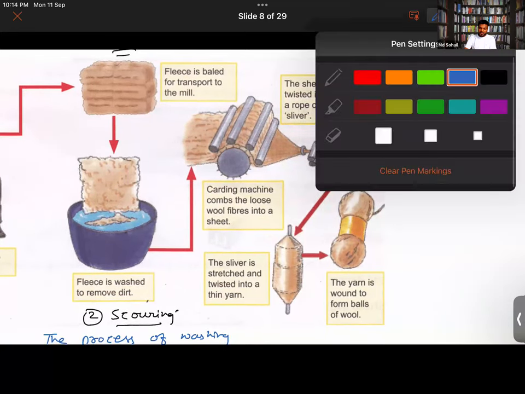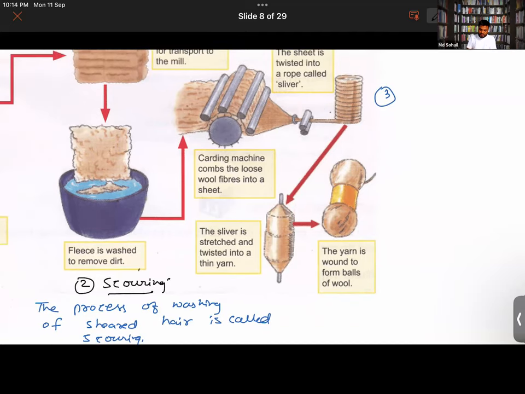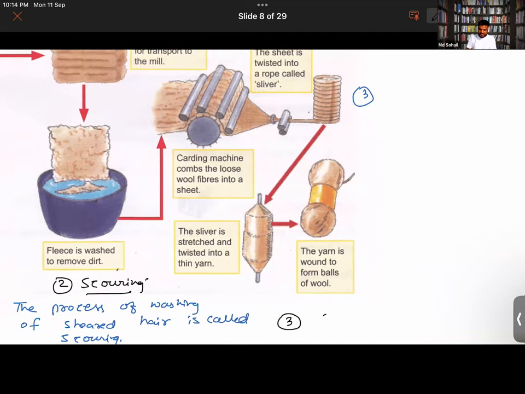Look here. The wool that comes from the sheep are of different colors. Some are white, some are dark brown, some are black. So they need to be sorted. So after scouring, you will include a step number 3 here. That is the step of sorting, according to the quality and according to the color of the woolen fiber. Getting it, guys?